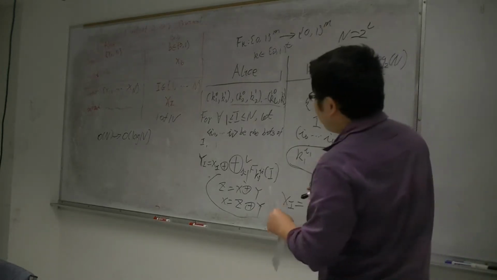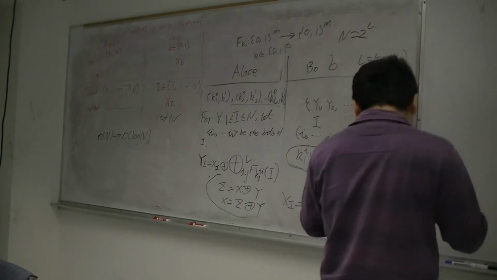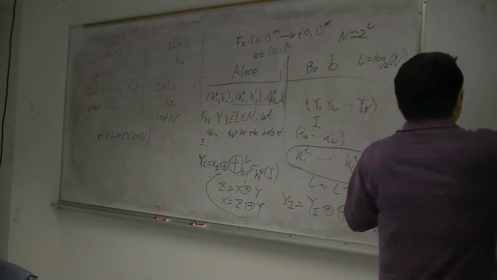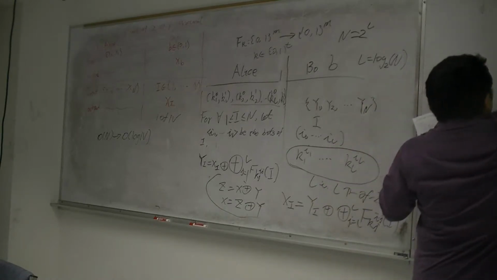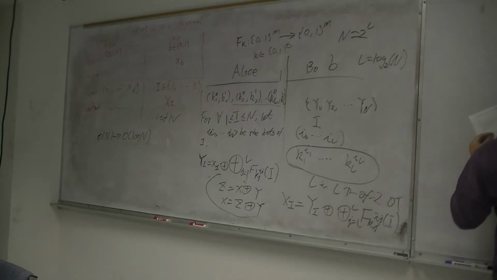Based on the one-out-of-n protocol, I will talk about a small application. It's called oblivious polynomial evaluation.